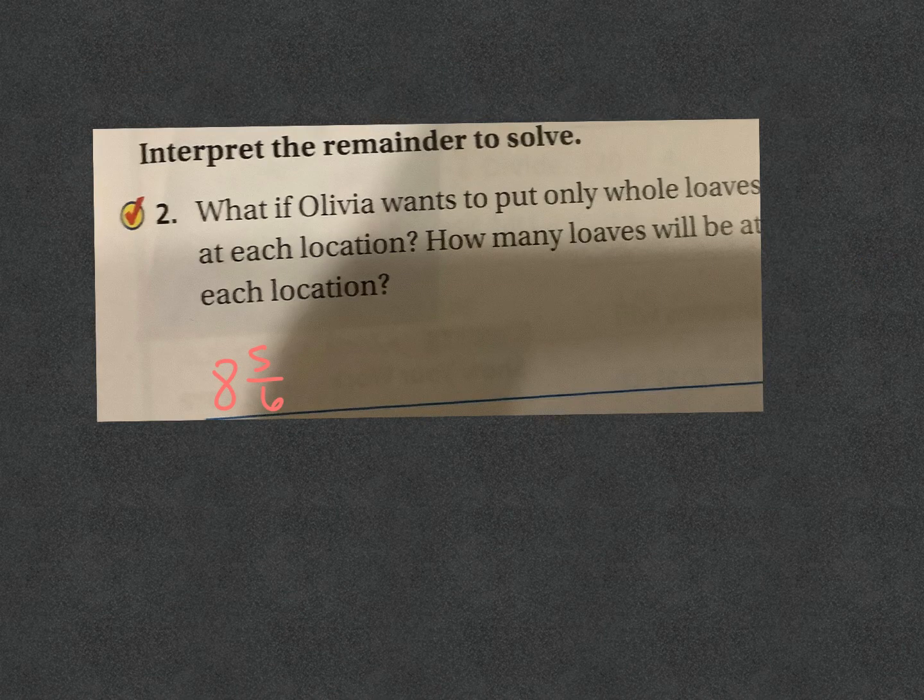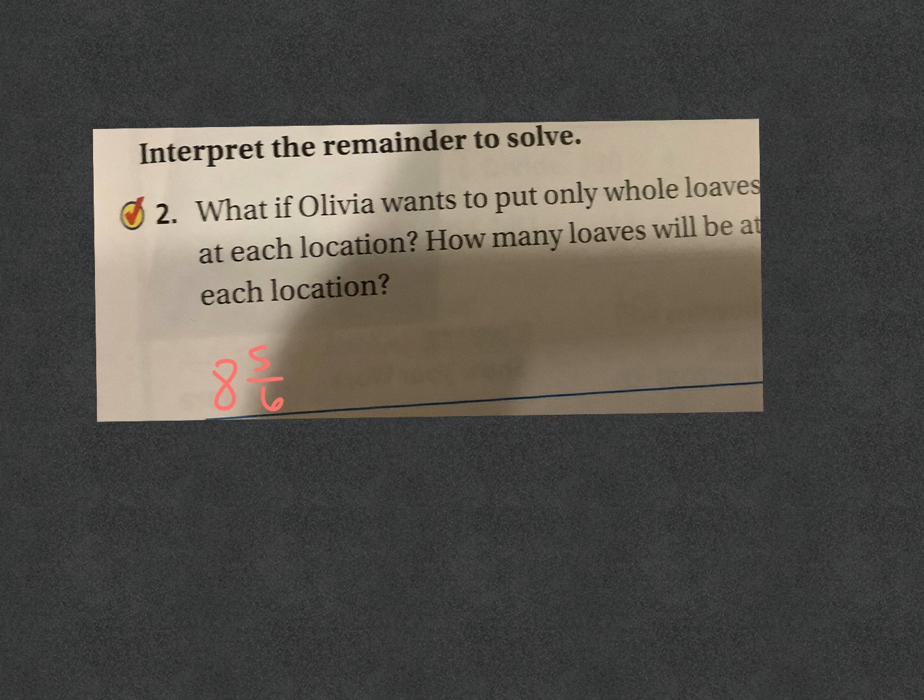Question number 2 is a build off of the last question. What if Olivia wants to put only whole loaves at each location and not slice them up? How many loaves will be at each location? Only 8 will be at each location, and then I don't know what she's going to do with those 5 extra loaves, whatever she decides to do with them, if she's trying to keep them equal.